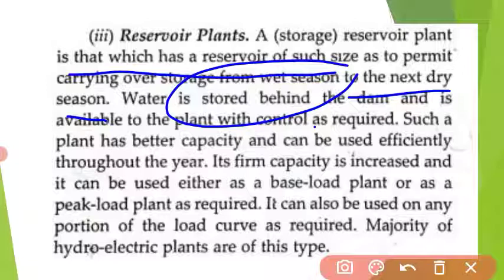Such a plant has better capacity and can be used efficiently throughout the year, because ample water is stored. Its firm capacity is increased and it can be used either as a base load plant or as a peak load plant. I will explain the meaning of base load and peak load. It can also be used on any portion of the load curve, which I will also explain. The majority of hydroelectric plants are of this type.